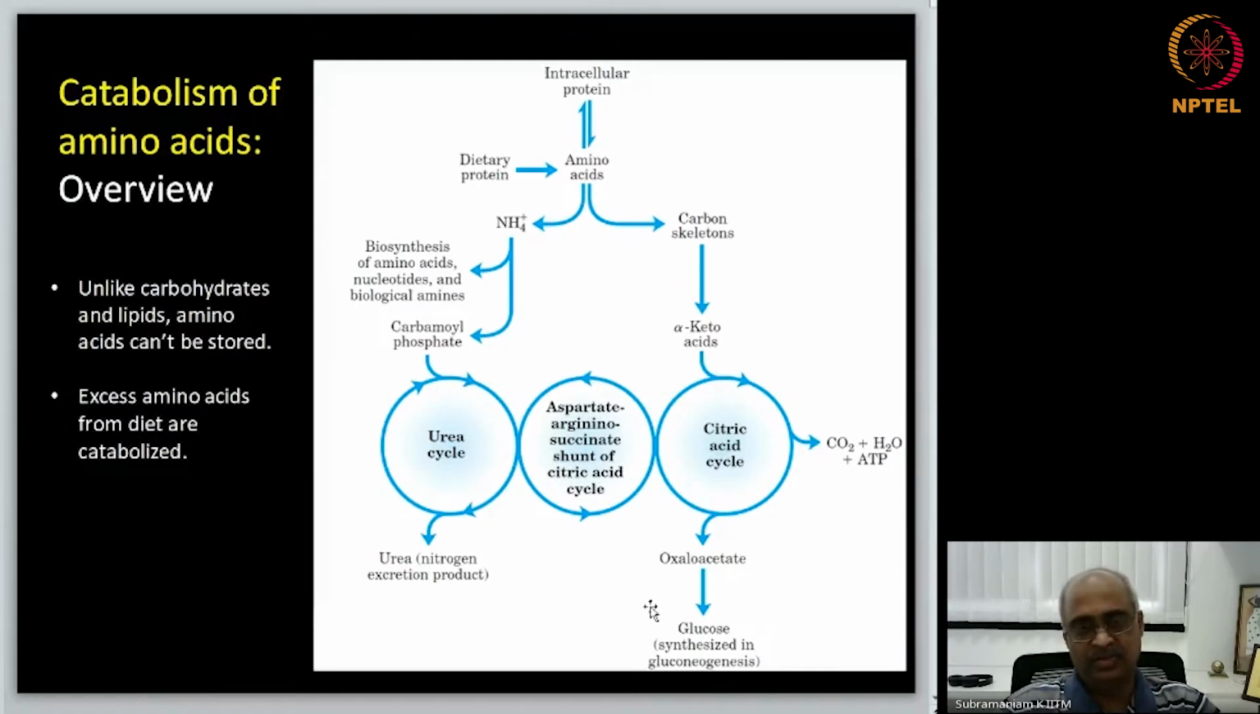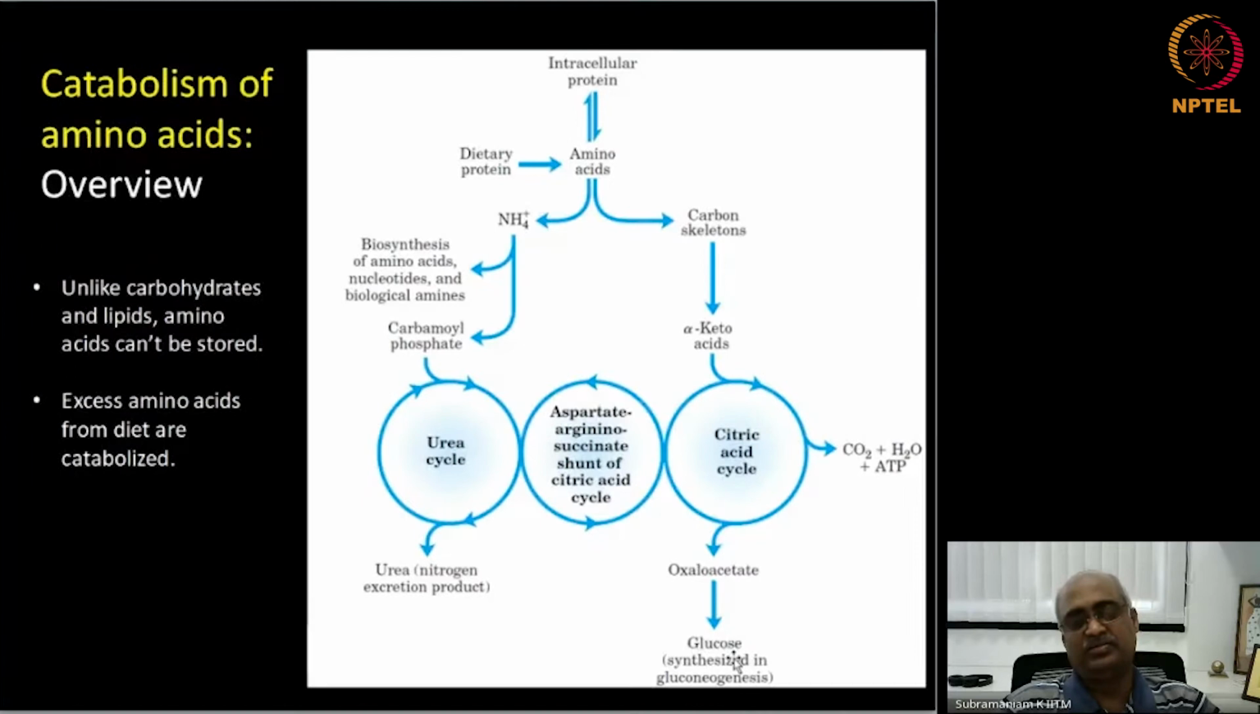Amino acids, after all, are a significantly reduced state of carbon compared to carbon dioxide. So there is free energy available to be extracted. And that doesn't happen directly from amino acids. They are used to make glucose, and this glucose is what the brain is going to depend on. So this is what happens to the carbon skeleton.